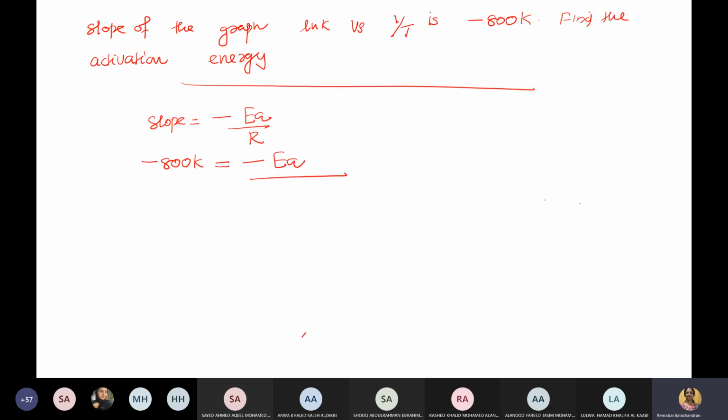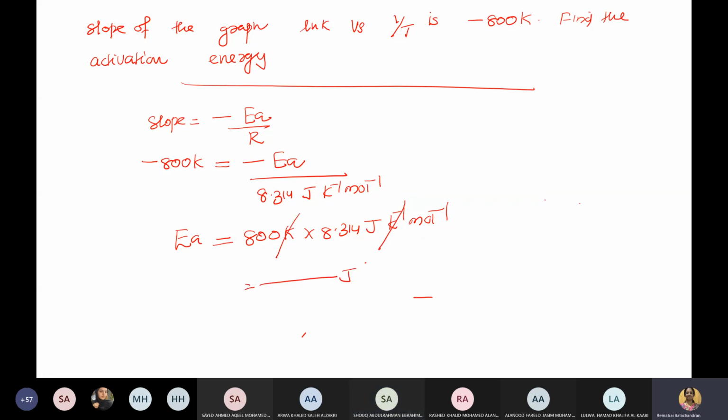What's the value of R? 8.314 joule Kelvin inverse mole inverse. Correct? Now the negative sign on EA gets cancelled. So EA is 800 Kelvin times 8.314 joule Kelvin inverse mole inverse. The Kelvin inverse cancels, and you will get joule per mole.